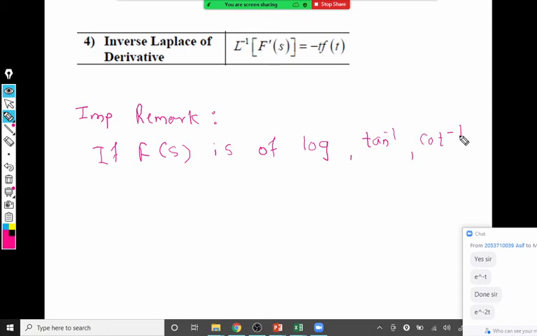So for that, to remove that cot inverse, tan inverse or log, we use the derivative property. We take f dash s first, then we take the inverse Laplace, and at the end we use this property. We'll come to the example; it becomes clearer then. First of all, you should remember the inverse Laplace derivative property is used whenever f of s is a function of logarithm, tan inverse or cot inverse. Only then we use this property.